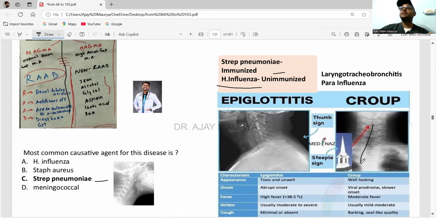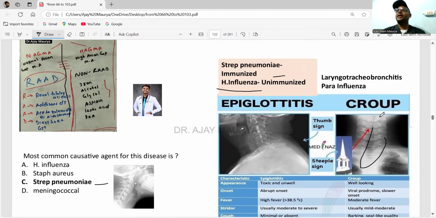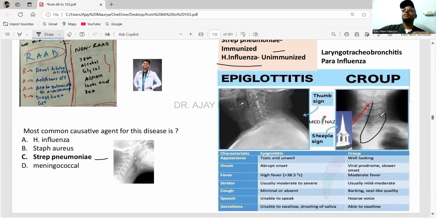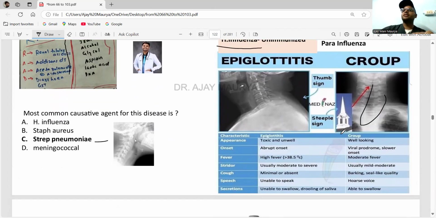This is the steeple sign, seen in croup, also called laryngotracheobronchitis. This is caused by parainfluenza virus. The other one is caused by Streptococcus pneumoniae. Just study this one, and you'll get one MCQ.